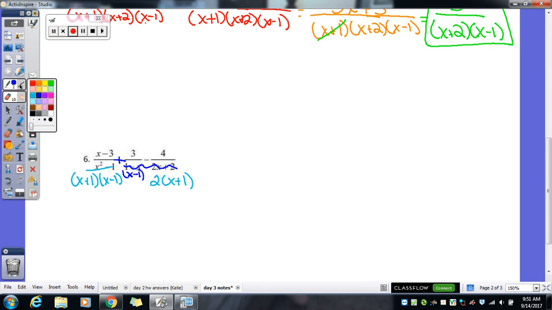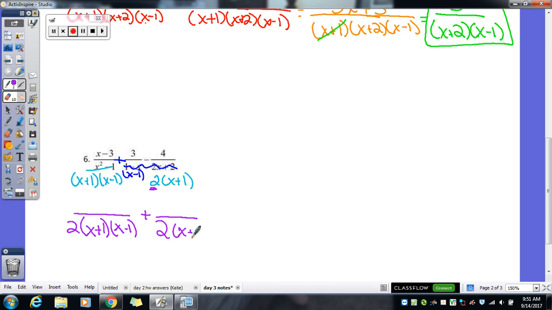So let's see here. For our common denominator, we're going to have the 2 there. So we'll have the 2 out in front. What else are we going to have? X plus 1. And x minus 1. Those are the 3 different things we see down there. So that's going to have to be part of our common denominator. Okay. So I got those all set up.